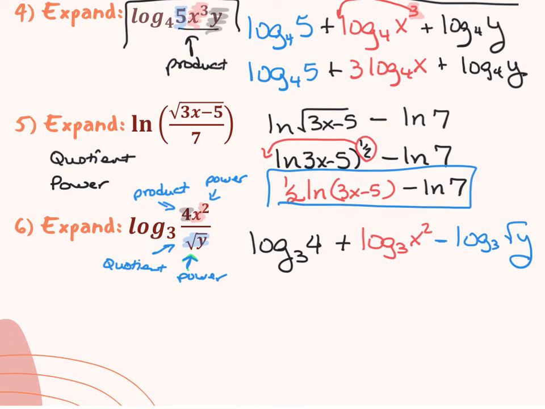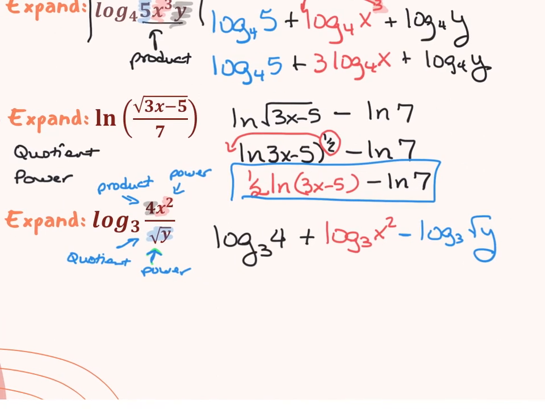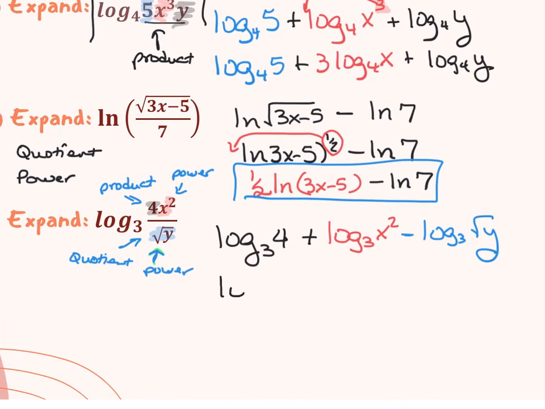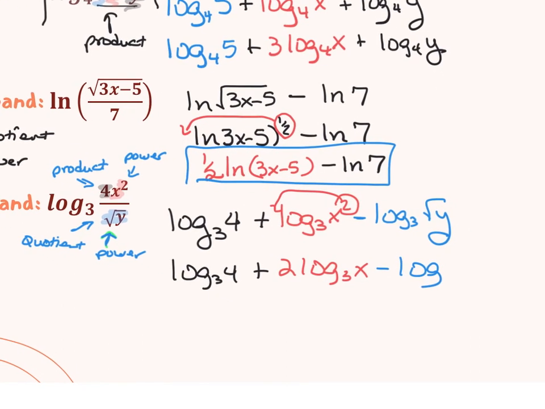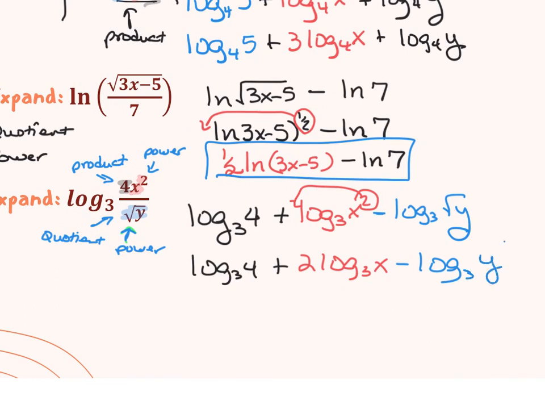Now I can't have any radicals. I can't have any exponents in my answer. So now I need to take care of those powers and the square root. So let me go ahead, and the first one's done. I'll just rewrite it. The second one, I can move the power to the front. The blue one, I'm going to change the square root of y and make it y to the 1/2 power. And then in my next step, I'll move it to the front.